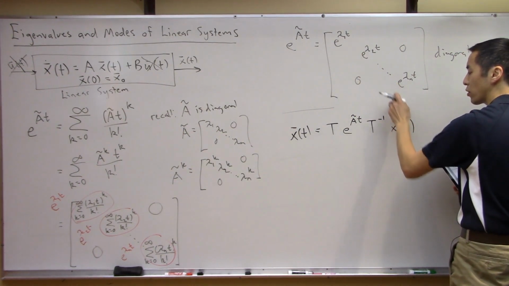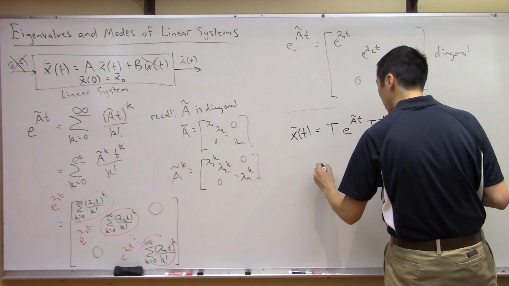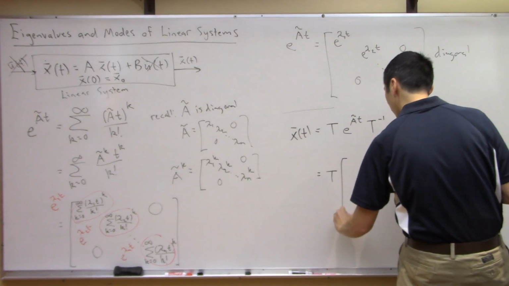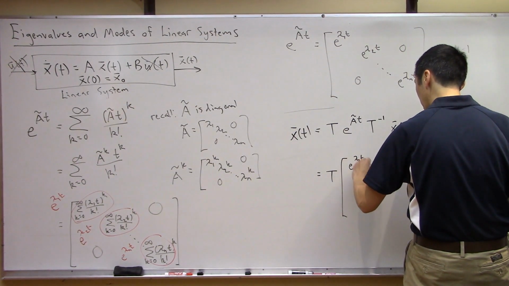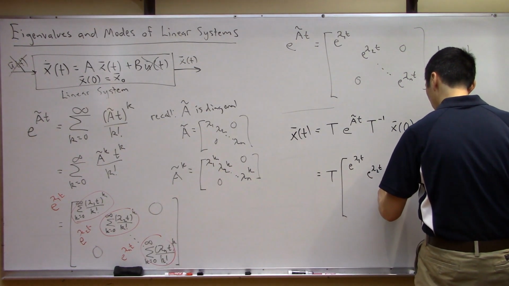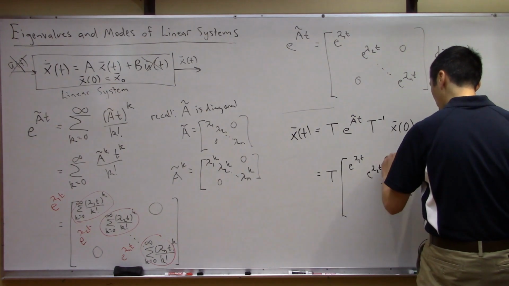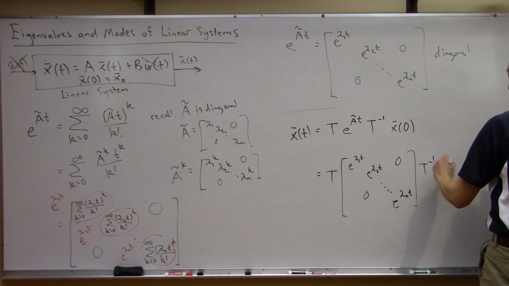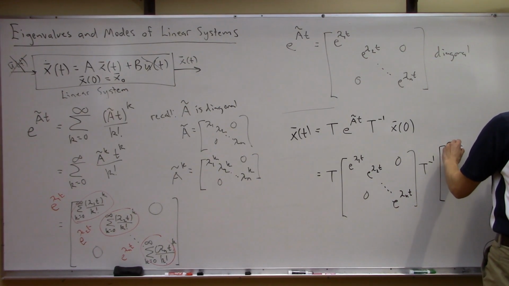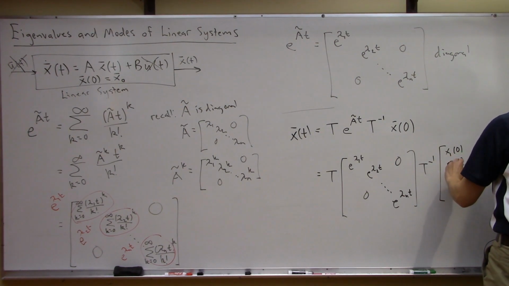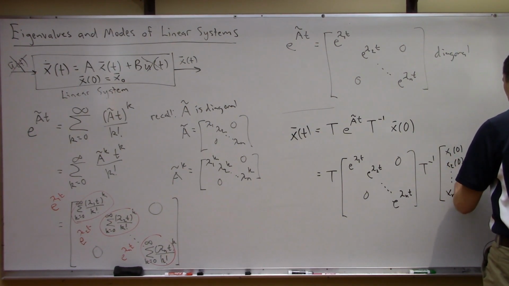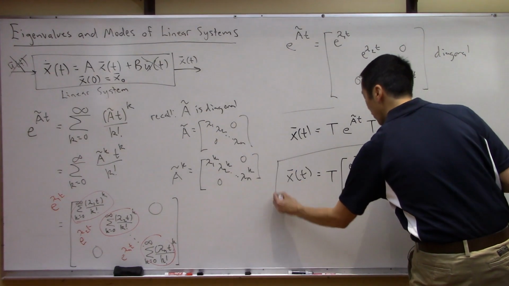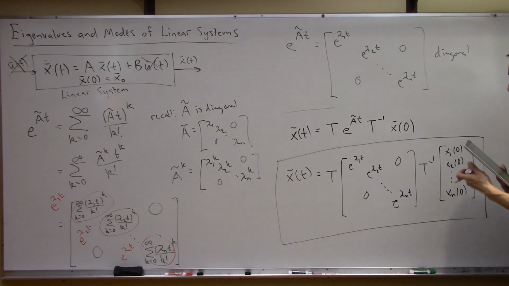It is just this matrix. So let's write this out to be completely explicit. This is the transformation T. Then this matrix exponential is just this thing here: e to the lambda 1 t, e to the lambda 2 t, all the way down to e to the lambda n t with zeros everywhere else. This times the matrix T inverse, and then this initial condition is just a vector of x1 at time 0, x2 at time 0, all the way down to xn at time 0. And this is now the autonomous response of the system, the natural, unforced response of the system.